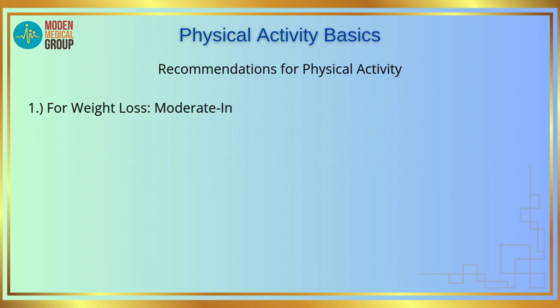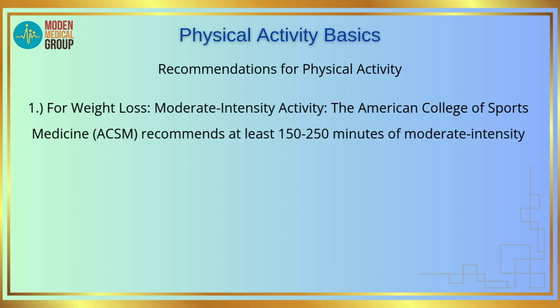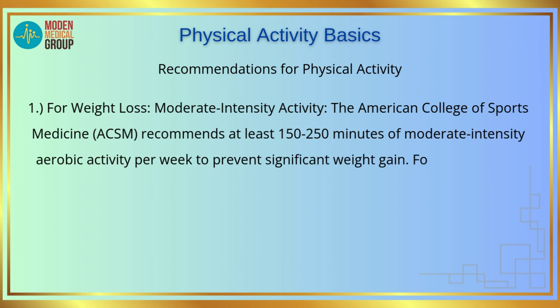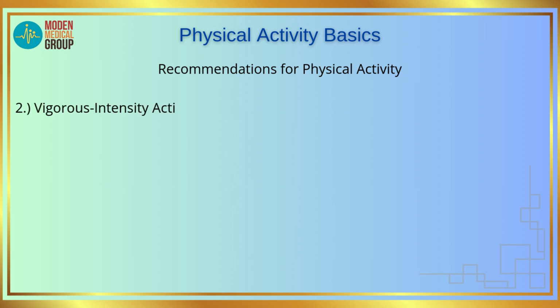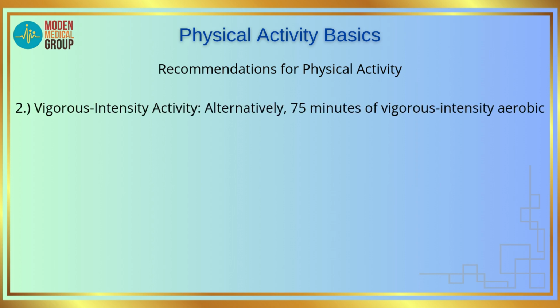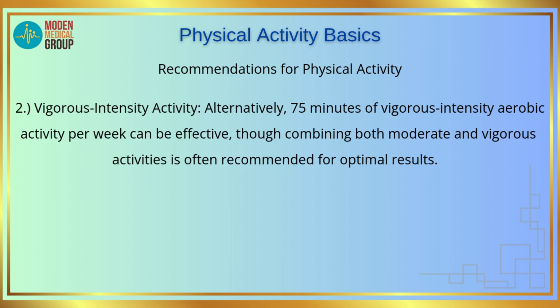However, general guidelines provide a useful starting point for most people. 1. For weight loss, moderate intensity activity. The American College of Sports Medicine (ACSM) recommends at least 150 to 250 minutes of moderate intensity aerobic activity per week to prevent significant weight gain. For weight loss, more than 250 minutes per week may be necessary. 2. Vigorous intensity activity. Alternatively, 75 minutes of vigorous intensity aerobic activity per week can be effective, though combining both moderate and vigorous activities is often recommended for optimal results.